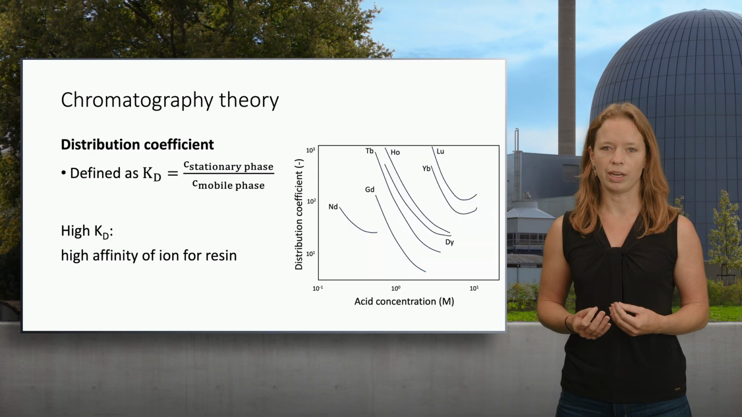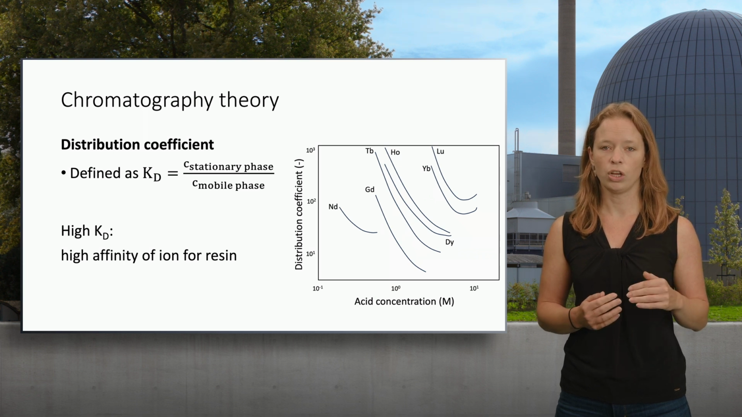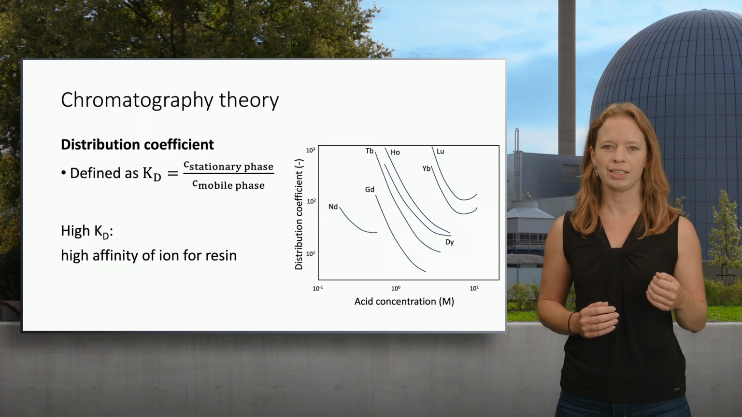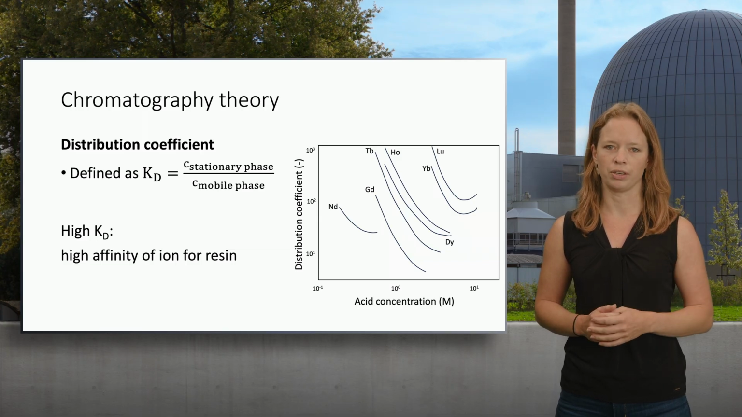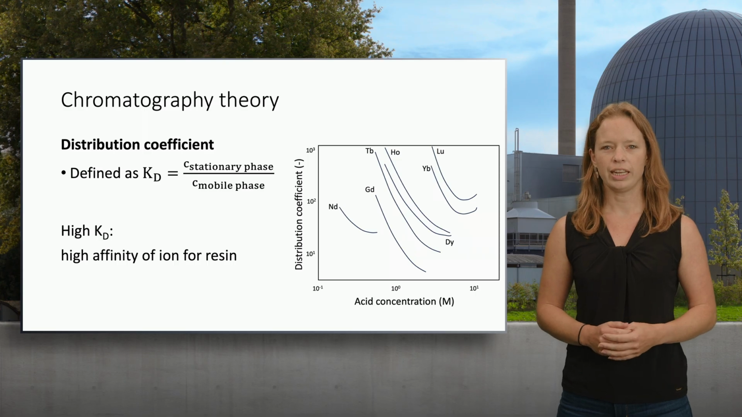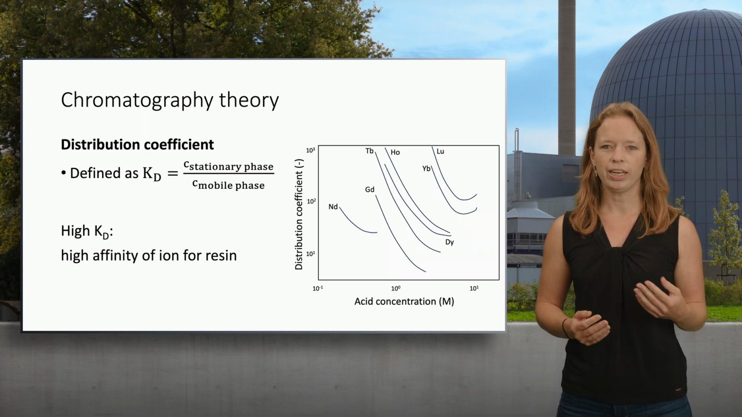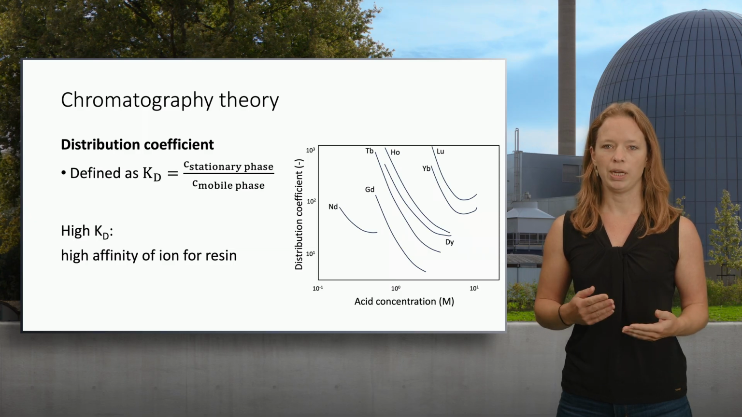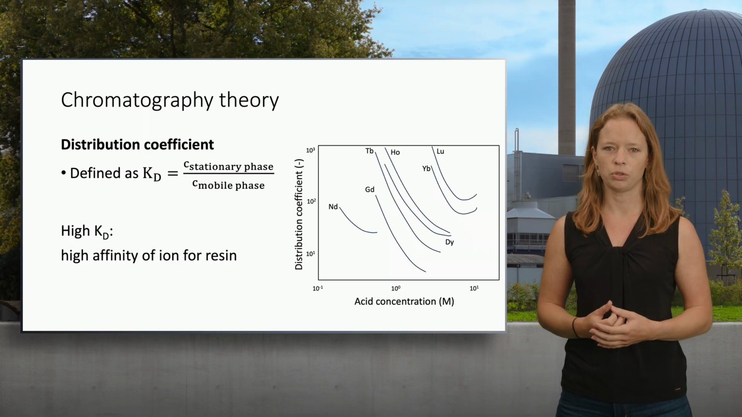Finally, if we want to quantify the extraction behavior of a column material, we generally talk about the distribution coefficient. This is defined as the concentration of the ion of interest that remains in the stationary phase, so with the column material, divided by the concentration of the ion in the mobile phase. A high distribution coefficient then means that the ion has a high affinity for the resin material. As you can see in the image on the right, the Kd can vary greatly with the pH of the solution for the different lanthanides in this case. And changing the pH of the mobile phase is therefore an often used approach to sorb and desorb the different ions to the column material.